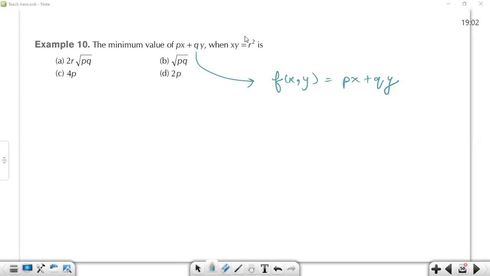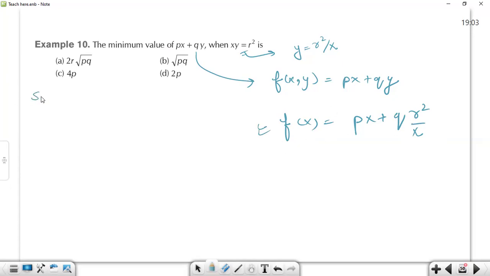Because there are two variables in the function, and earlier we have discussed the function having only one variable, so there's a condition also. So let's simply substitute another variable: y is equal to r squared by x. So our function will become p into x plus q into r squared by x. Now the function has only one variable, which is x. So now we can simply find its minimum value.